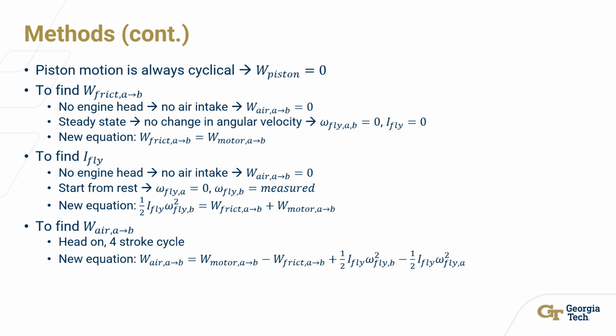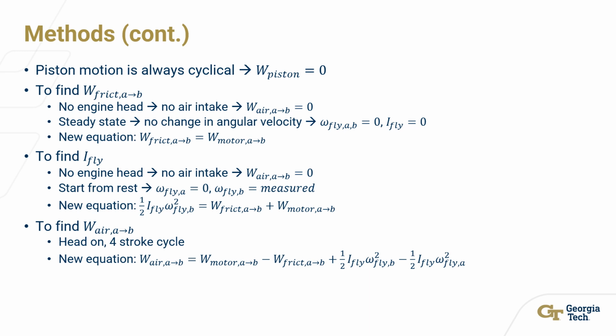The piston moves in a constant cyclical motion, meaning it does no work and can be removed from all subsequent equations. By removing the engine head and running it at steady state, the work of air and changes in angular velocity can also be eliminated, meaning the work of friction is equal to the work of the motor.